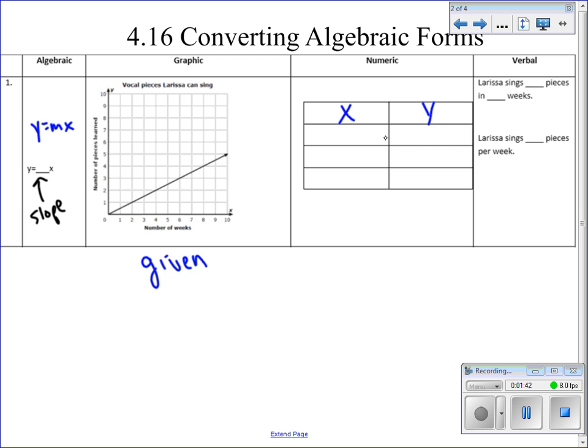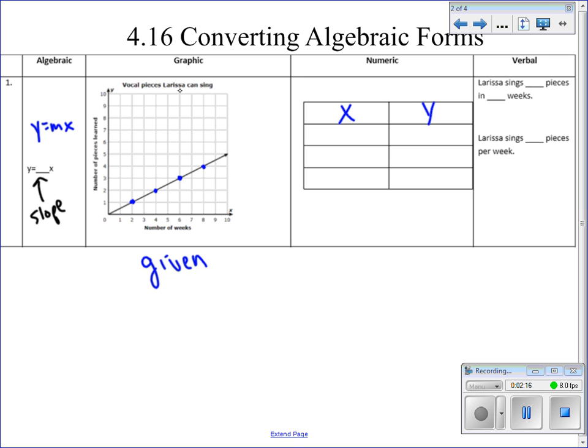Our numeric part, obviously we're missing our x and y t-chart. So we have some x values and y values to plug in. And then obviously we have some blanks in our verbals as well. So the one given is our graphic. We're going to use the information that they give us in this graphic portion to plug in for the rest. So let's look at this graphic portion.